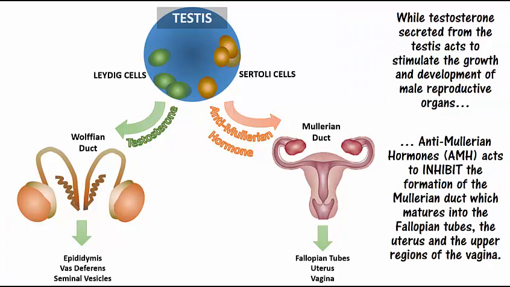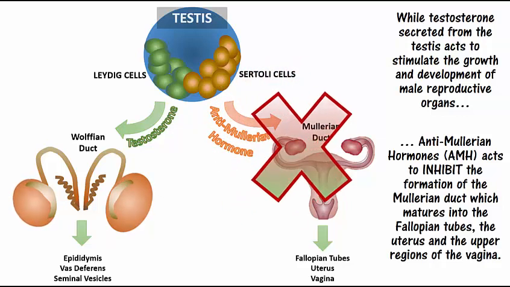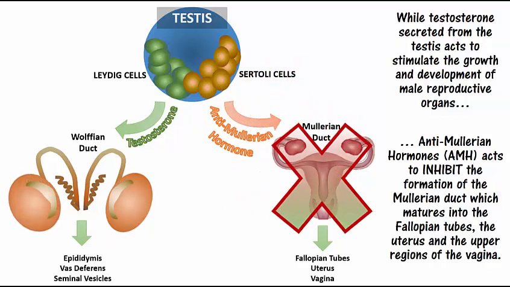Testosterone is secreted from the testes and acts to stimulate the growth and development of male reproductive organs, while the anti-Mullerian hormone, or AMH, acts to inhibit the formation of the Mullerian duct, which would have matured into female reproductive organs, including the fallopian tubes, uterus, and the vagina.